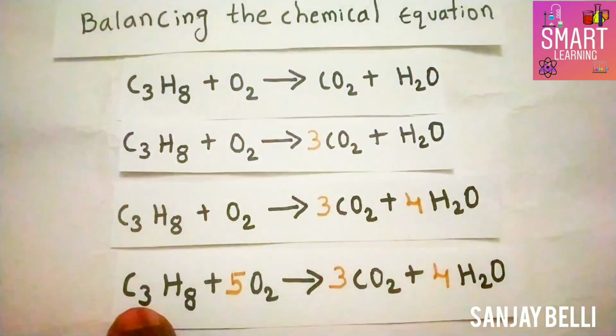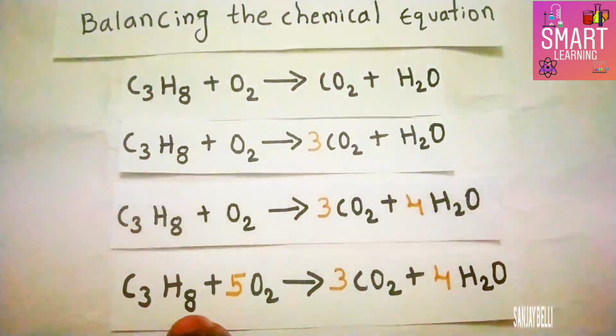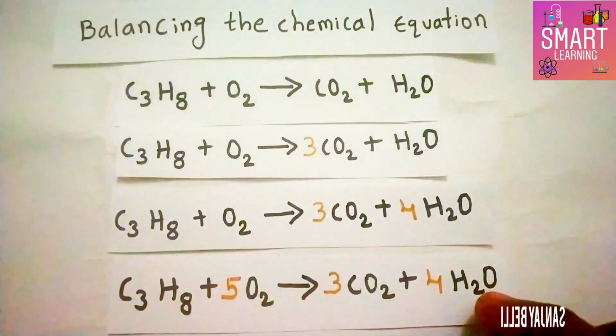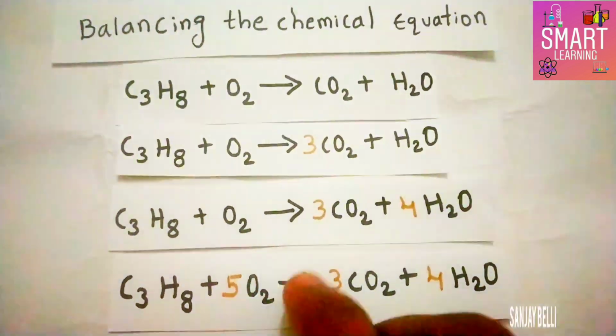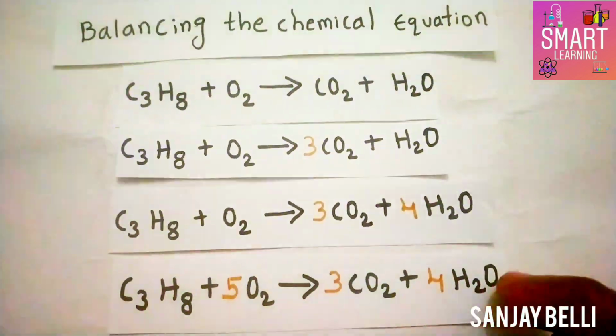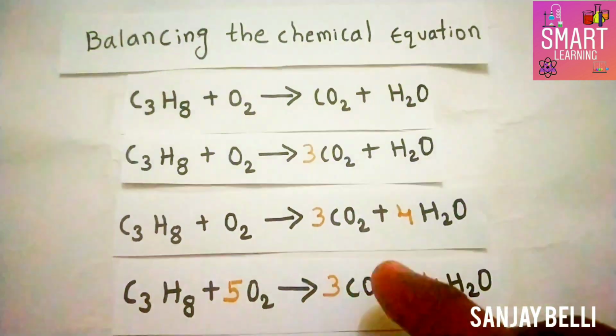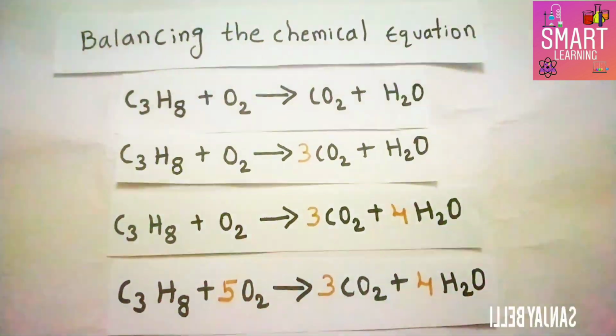3 carbons on reactant side, 3 carbons on product side, 8 hydrogens on reactant side, 4 twos are 8 hydrogens on product side, 5 twos are 10 oxygens on reactant side, 3 twos are 6, 4 ones are 4, 10 oxygens on product side. Okay, let me go with next example.